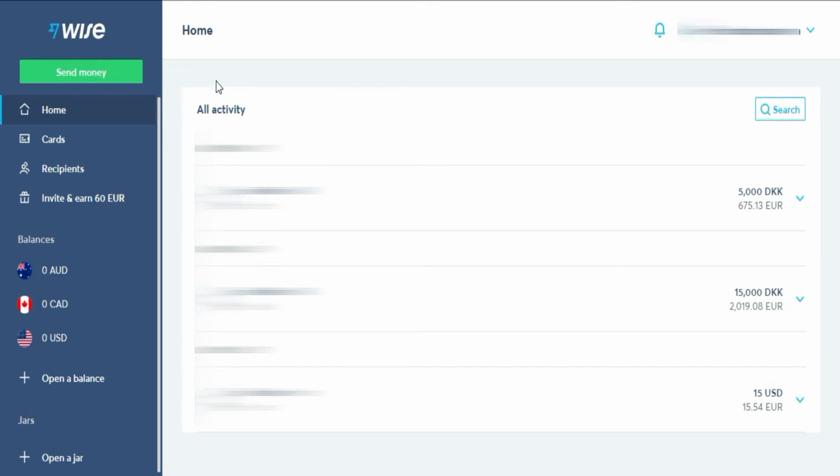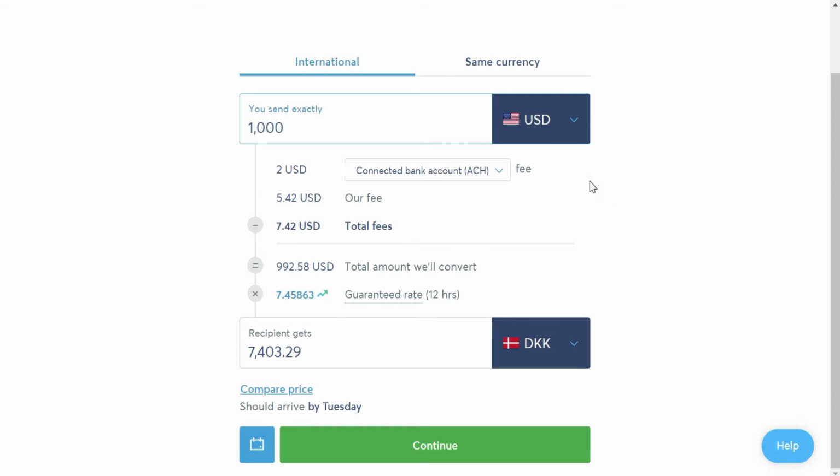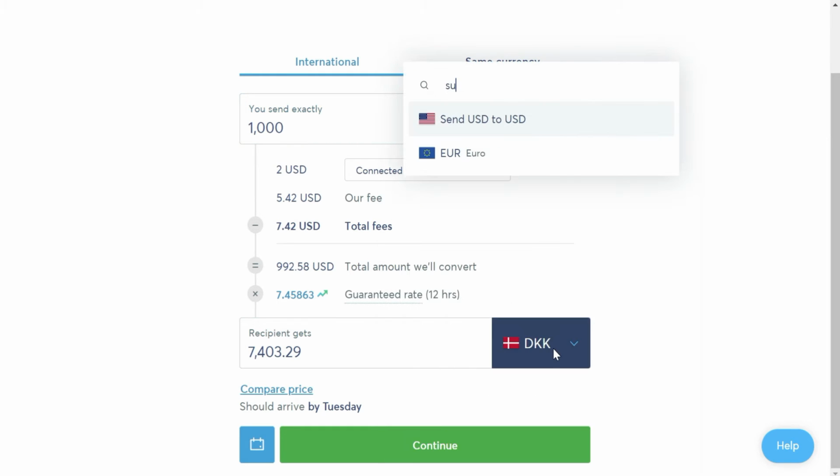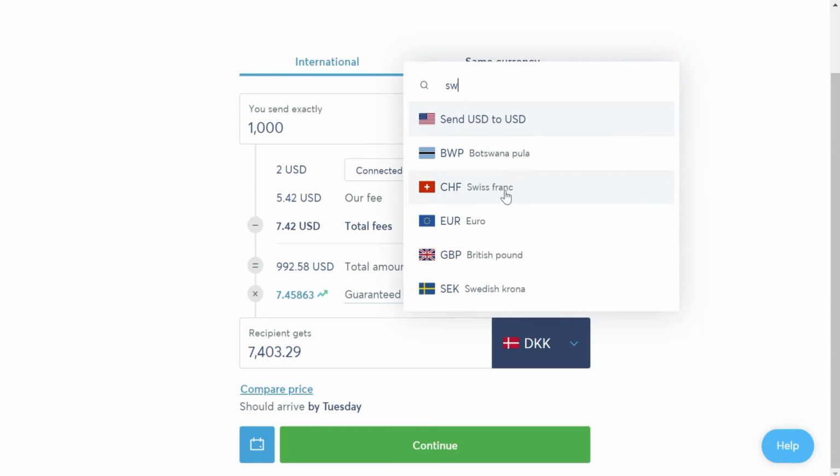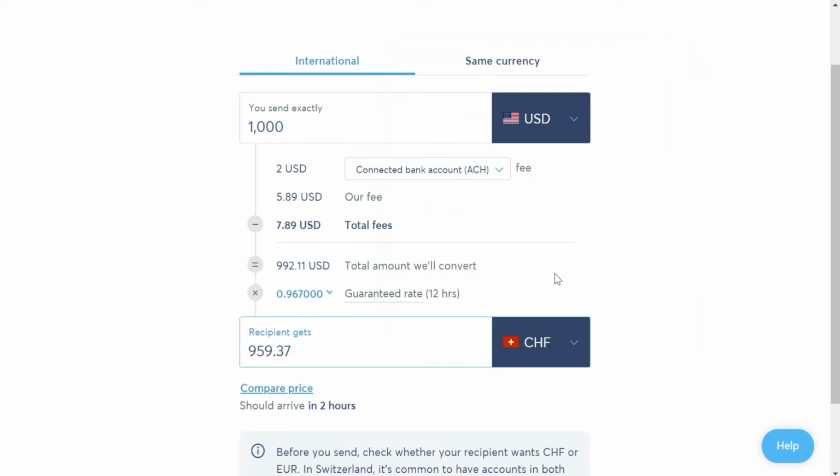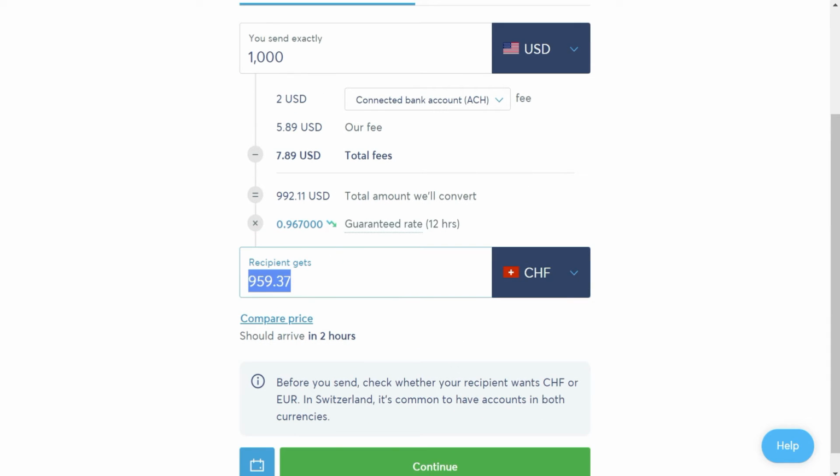Here, we will indicate the two currencies, the one we will pay with, in this case dollars, and the one we want to send, in this case, Swiss franc. Then the amount we want to send. Here you can indicate the dollars, or if you need to send a specific amount in the other currency, you can also indicate it and see the total amount of dollars.